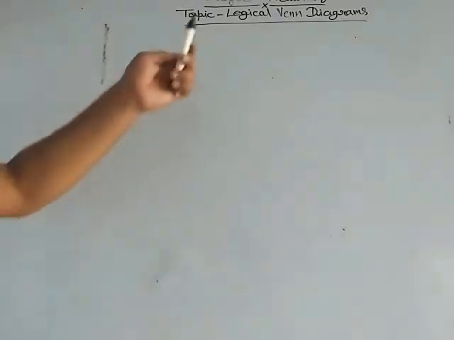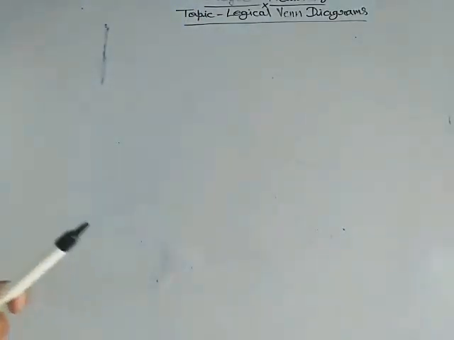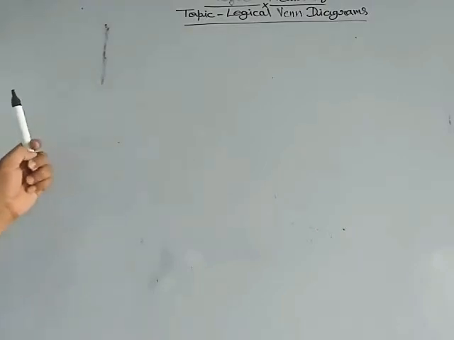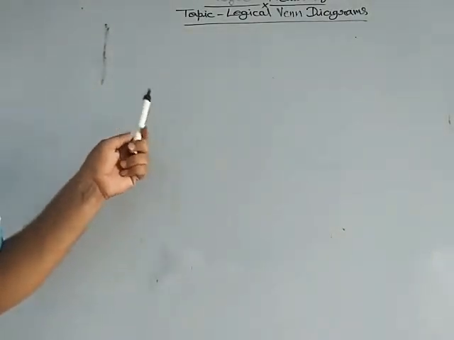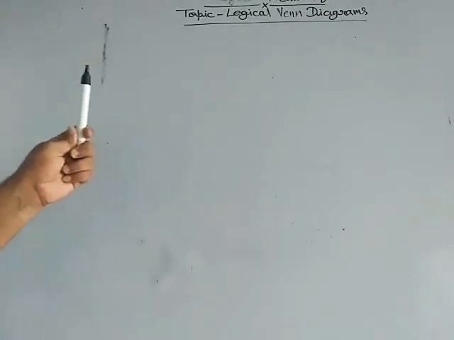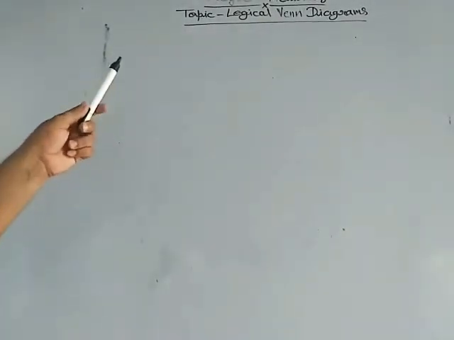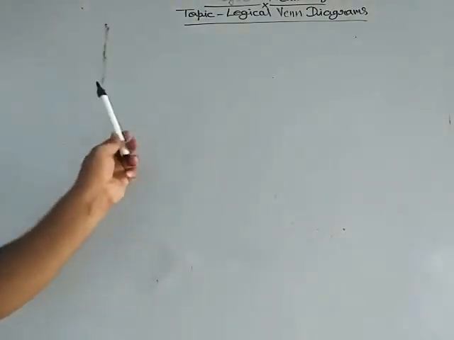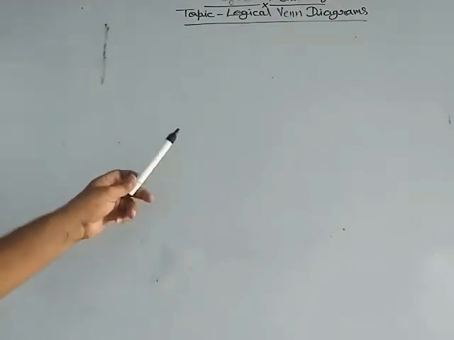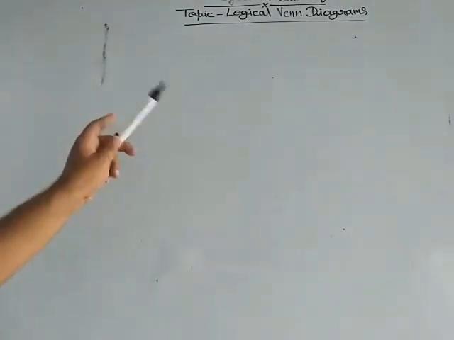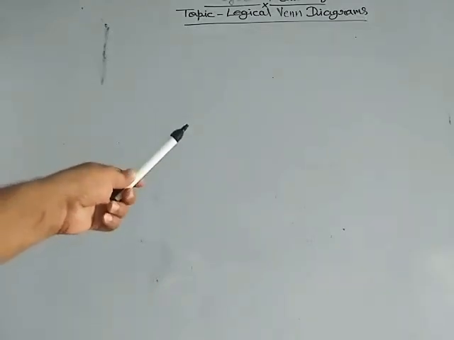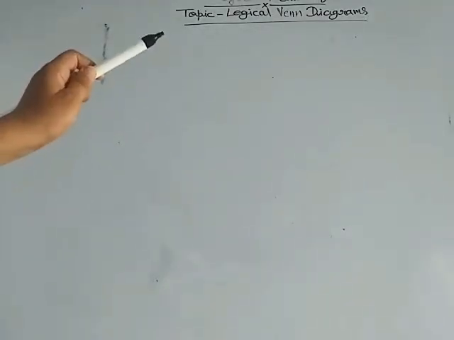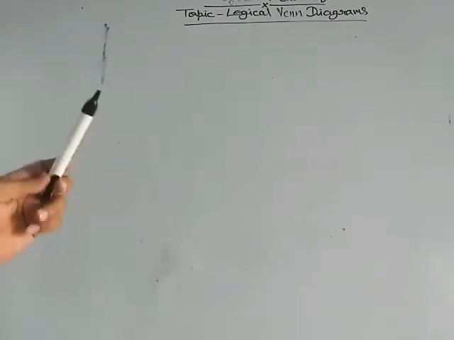Students, it's a class of reasoning and our topic is logical Venn diagrams. In the last two classes we have studied the basics of Venn diagrams, and now we will start the questions of Venn diagrams. In these questions we identify the different types of relations between elements and things. Let's start.